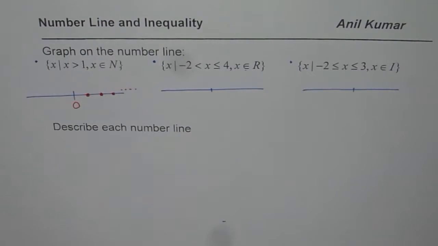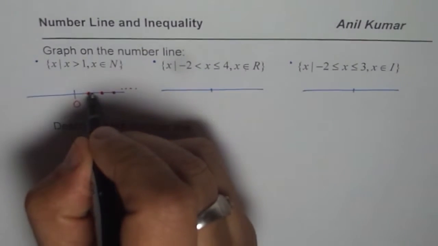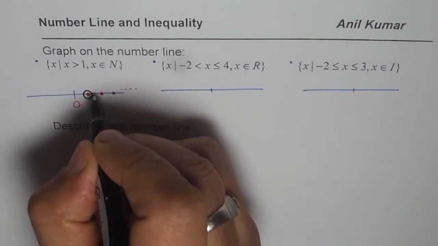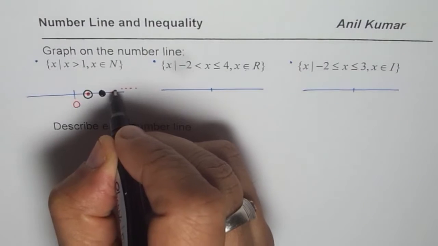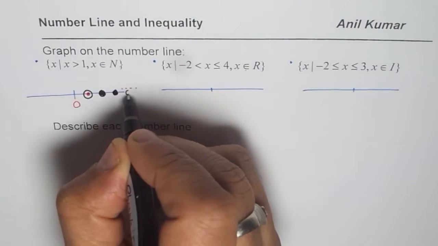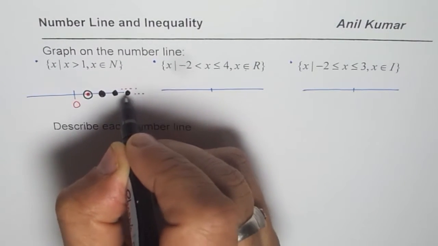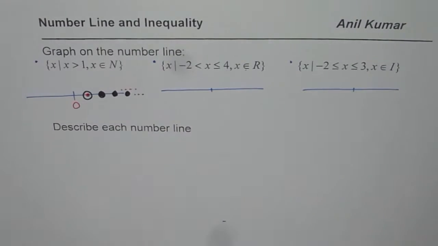Now since we are looking for greater than 1, the first number should not be included. So this is not included. I'm making a hole here, right? But these numbers are included. So these are included. So we have 1, then we have 2, right? And we have 3, and so on the number line. So that is how it is.